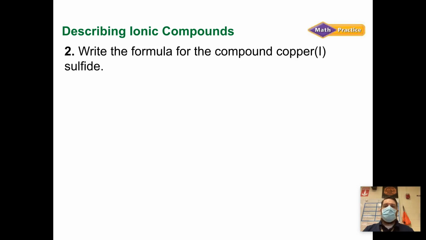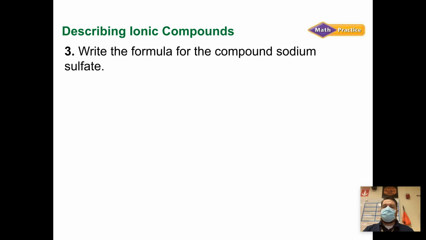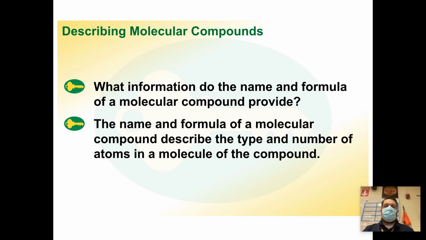What about copper sulfide? Well, it takes 2 copper 1 ions, each with a positive 1 charge, to balance the sulfide, which is a negative 2 charge. So the formula will be Cu2S. And that's basically it. All right, we'll skip past that for time's sake.